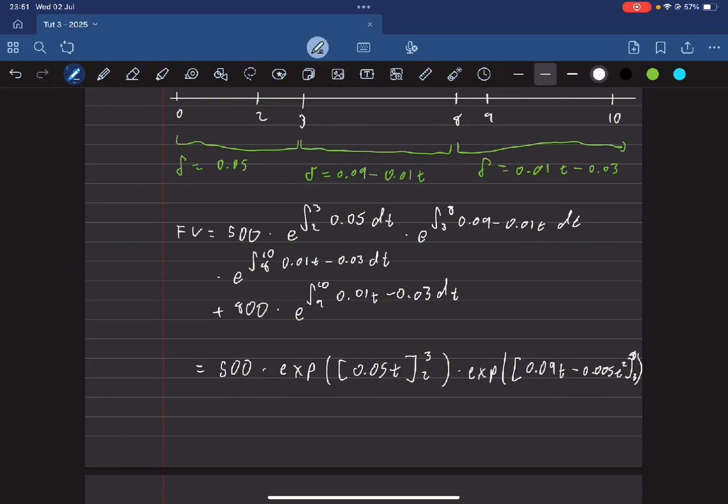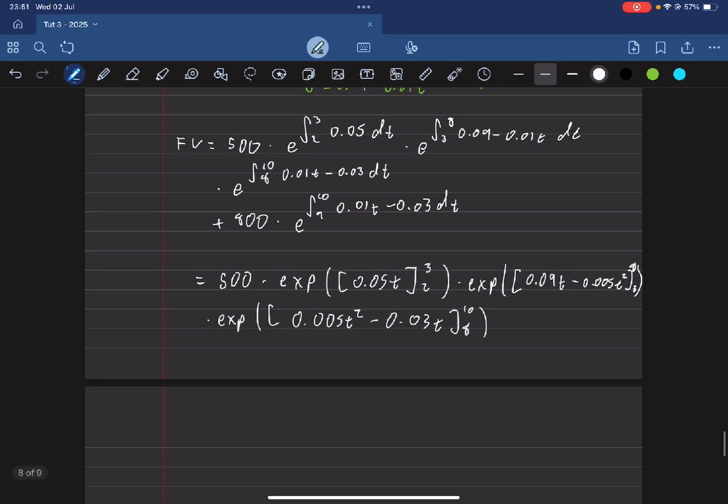Cool. Times exp of 0.005 t squared minus 0.03 t from 8 to 10. Cool. So I think you should probably be able to do these integrals quite easily. That's quite simple. And then we can't forget our last one, so plus 800 times exp of 0.005 t squared minus 0.03 t from 9 to 10. Cool.